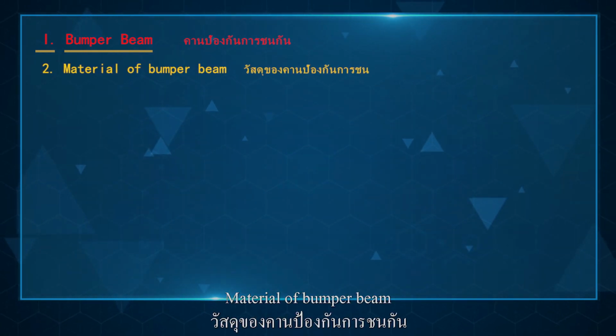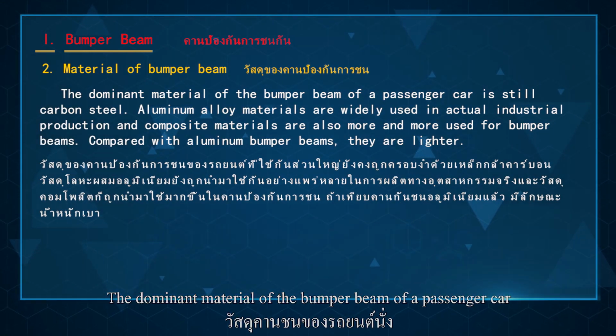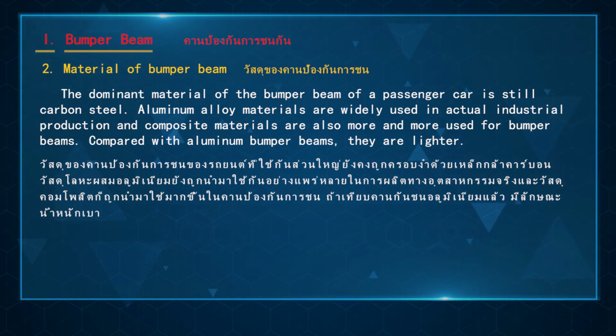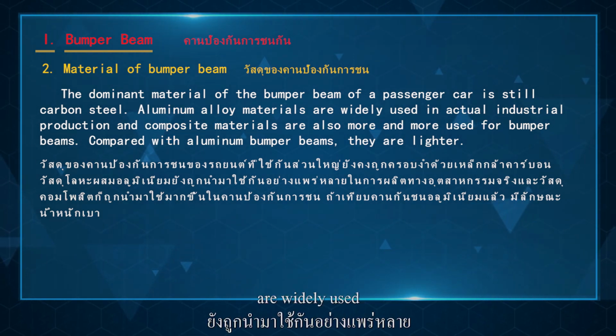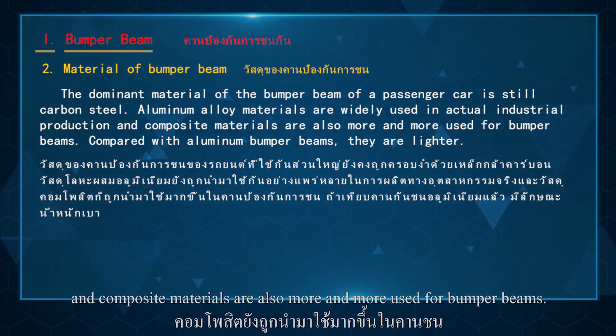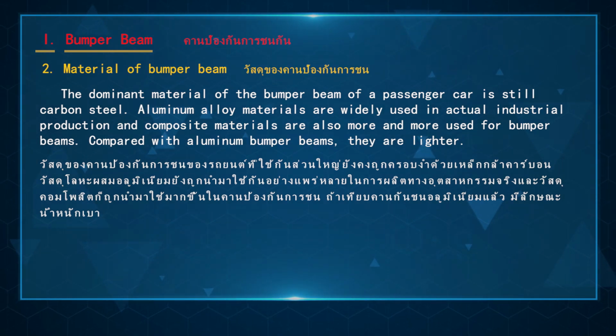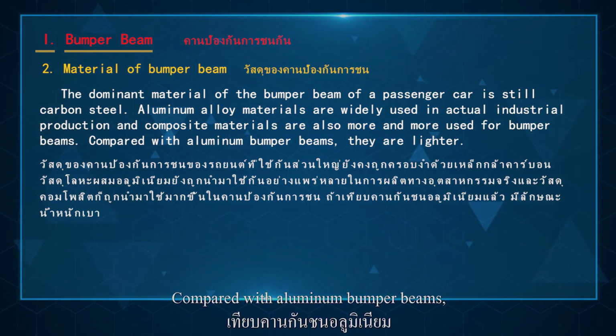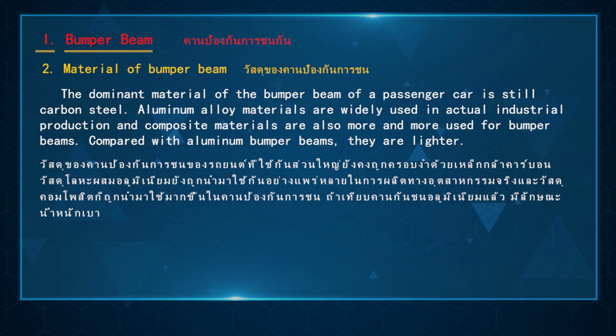Material of bumper beam. The dominant material of the bumper beam of a passenger car is carbon steel. Aluminum alloy materials are widely used in actual industrial production, and composite materials are also more and more used for bumper beams. Compared with aluminum bumper beams, they are lighter.